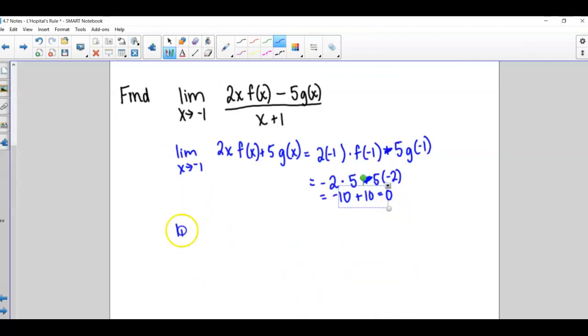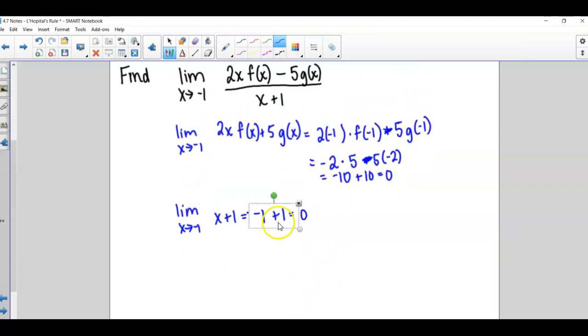And then for the denominator, the limit as x approaches negative 1 of x plus 1 is going to give us negative 1 plus 1, which is 0. None of that's even really the work. That's just setting up to show it's an indeterminate form. So that means that we can now take the derivative and solve.